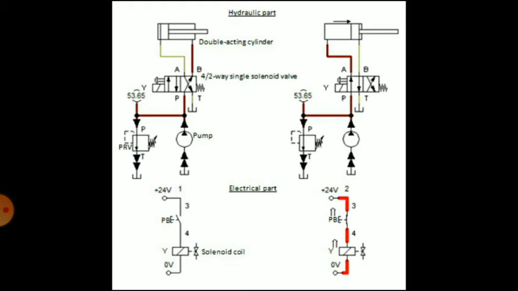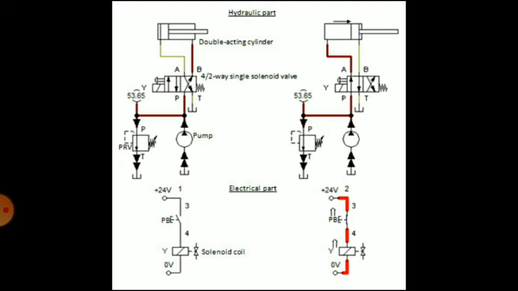Now you can see the electric circuit. For that there is the solenoid valve and the push button connected between the 24 volt supply and the ground. The 24 volt supply is given to the circuit, and 0 volt is the ground. So you can see the solenoid Y and push button switch are connected between 24 volt and the ground. So this is the normal position.